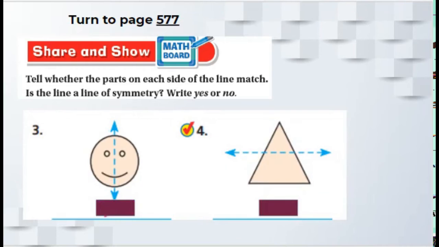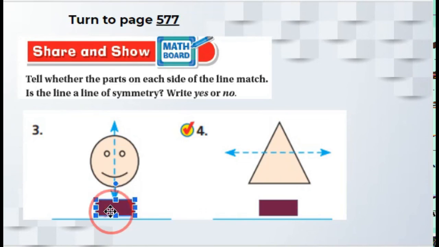Let's keep it moving because you guys are on a roll. For 3 and 4, number 3 is this smiley face here. And we see 2 eyes and a mouth. And if we were to flip it over this vertical line, would it be symmetric? What do you think? Write your answer down below. How about for this triangle? If my line of symmetry was right here, which is pretty close to the middle, would that be our line of symmetry? Yes or no?